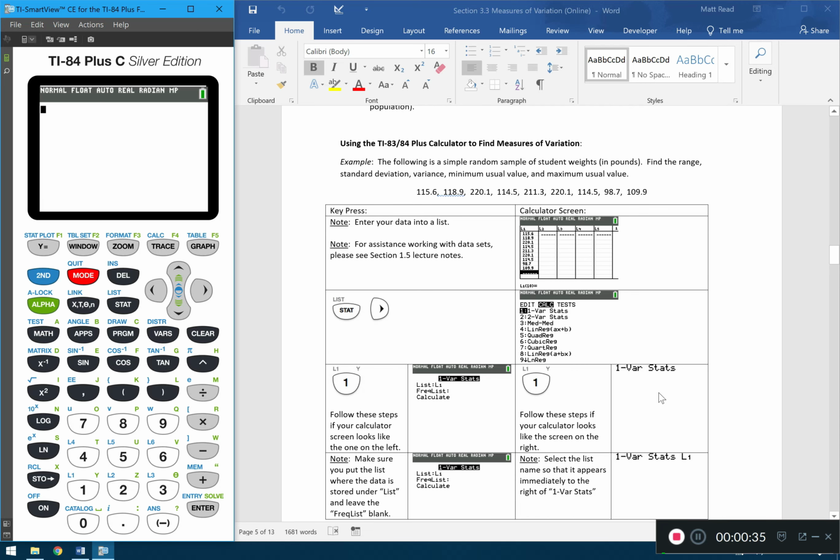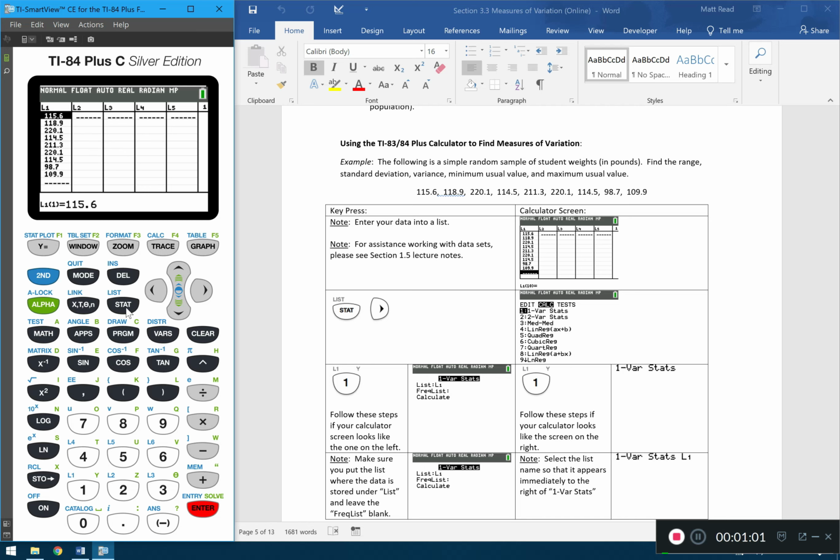For this example, the following is a simple random sample of student weights in pounds. Find the range, standard deviation, variance, minimum usual value, and maximum usual value. First thing we're going to do is go into our calculator, stat, and edit, and make sure that we have the list of data stored into one of our lists. In this situation, I've entered into L1 where the data values are stored.